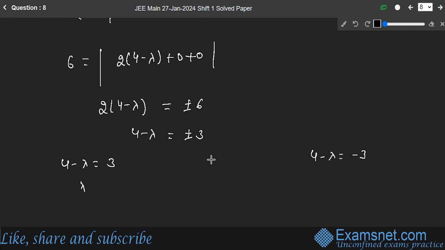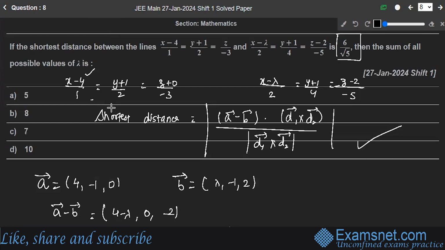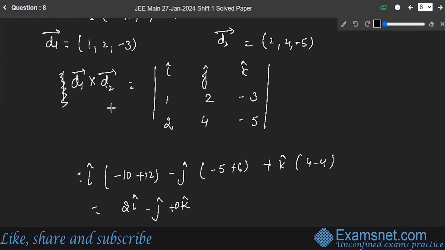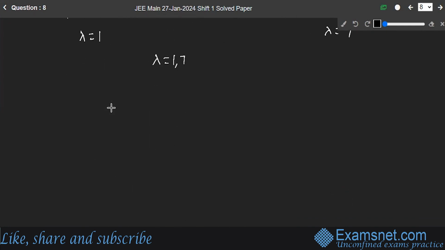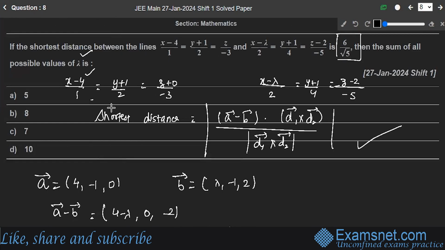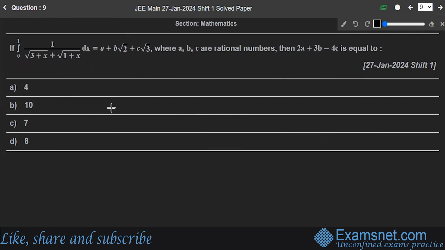From here you will have lambda is equal to 1, and from here you are having lambda is equal to 7. So these are the two possible values of lambda. What you had to find out in the question was the sum of all possible values of lambda. So the required sum of both is equal to 8. That's it. You have option B as the correct answer. Hope you understood this.